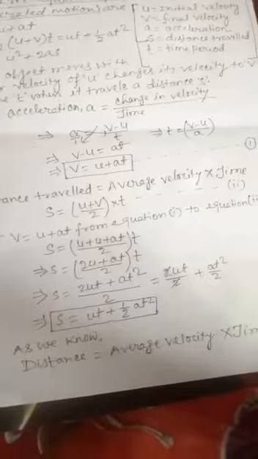as we know, distance traveled is equal to average velocity into time. Here u is the initial velocity and v is the final velocity. So average velocity is here (u plus v) by 2. So s is equal to (u plus v) by 2 into t. This is equation number 2.